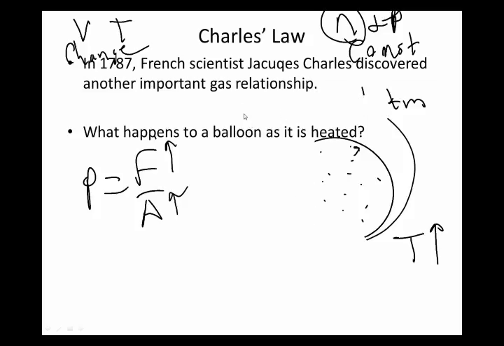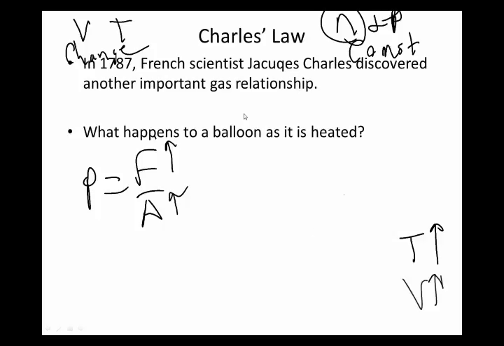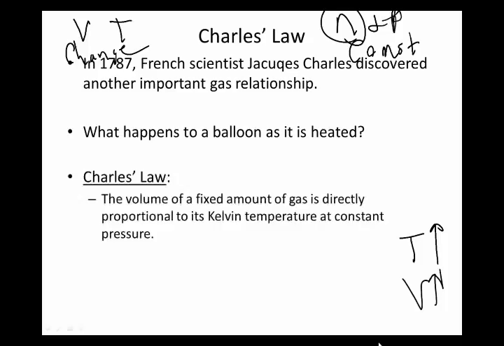So, assuming pressure and moles stay the same, as temperature goes up, volume also has to go up. With Boyle's law, we saw that pressure and volume have an inverse relationship, but temperature and volume have what we call a direct relationship. So Charles' law says the volume of a fixed amount of gas is directly proportional to its Kelvin temperature at constant pressure. Remember, we have to be using Kelvin temperature here. This temperature has to be in Kelvin because we need it to be a measure of kinetic energy.